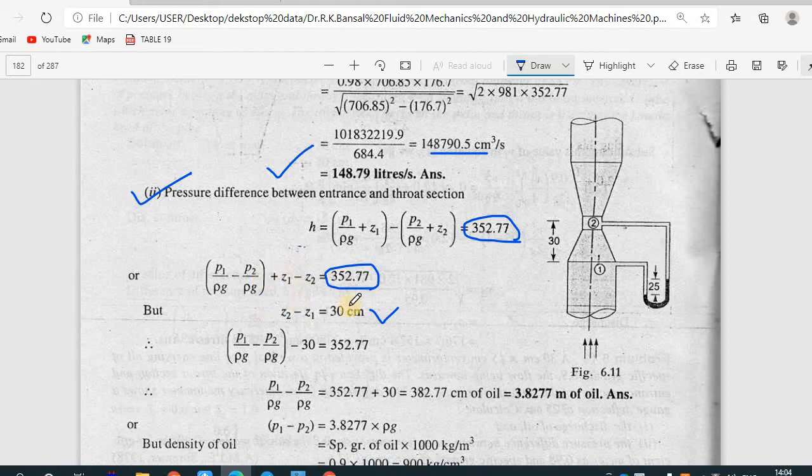So for this one, z2 minus z1 is plus 30, so z1 minus z2 will be minus 30. This equals 352.77, P1 by rho g minus P2 by rho g. So this minus 30 we take to the right hand side, which will be plus 30. So it is coming out to be 382.77 centimeter equals what?